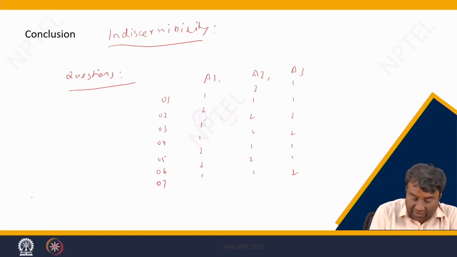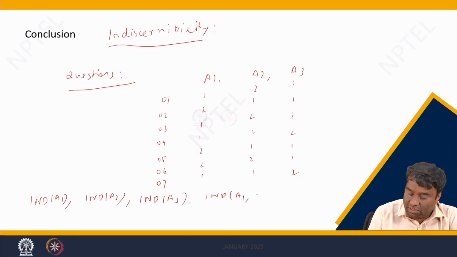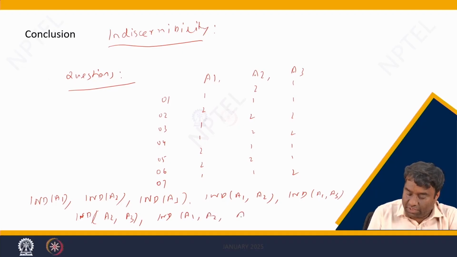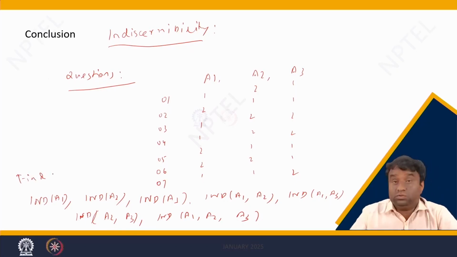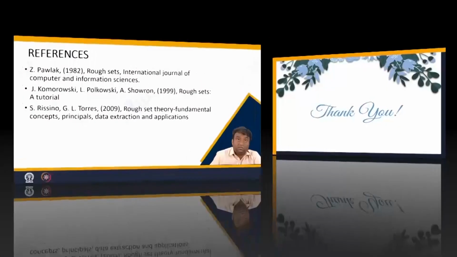So try to find the indiscernibility with respect to A1, indiscernibility with respect to A2, indiscernibility with respect to A3, indiscernibility of A1, A2, indiscernibility of A1, A3, indiscernibility of A2, A3, and indiscernibility of A1, A2, A3. So try to solve these questions. So these are the references of today's class. Thank you.